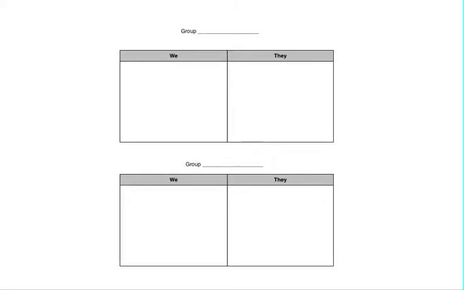So when you're taking a look at each group, you can take this from the Moodle site if you want to, or you can create your own. But let me just walk you through it. So the group, this could be one group, let's just say Sunni. How do the Sunnis see themselves? We. How do they see the Shia? They. This is the group, the Shia. How does the Shia see themselves? And how do they see the Sunni?